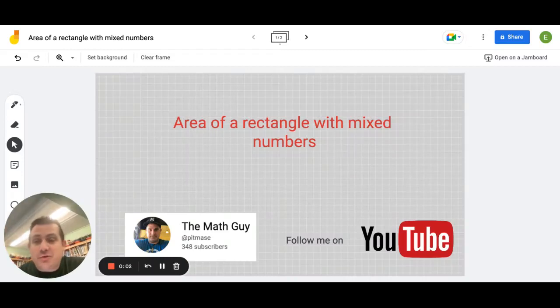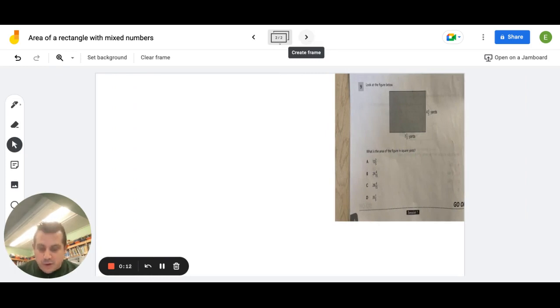All right, this is going to be an extremely quick video going over how you find the area of a rectangle when your dimensions are mixed numbers. So you could look here in this problem.